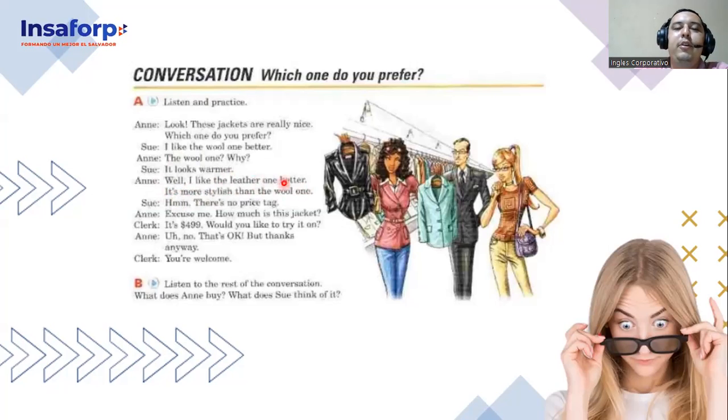Better, you pronounce it like better. Blanquita, you pronounce it like you were British. Better. But it's okay, it's all English. Better or better? Okay, let's continue, Blanquita.